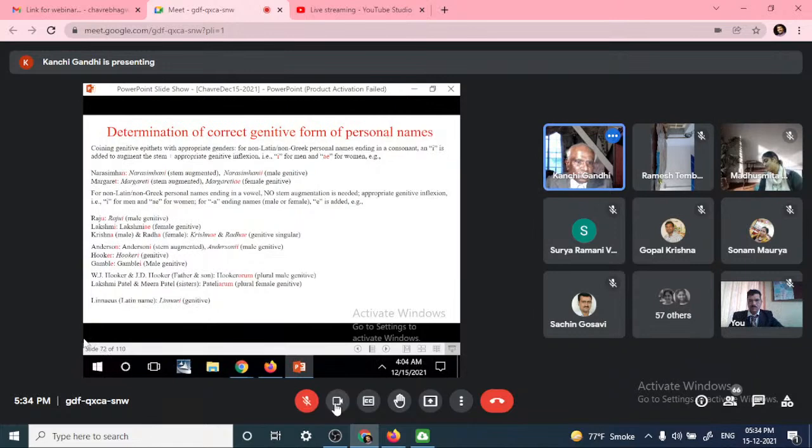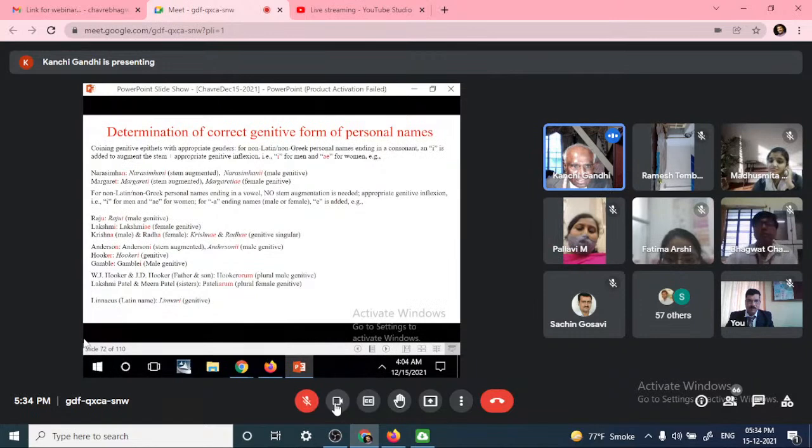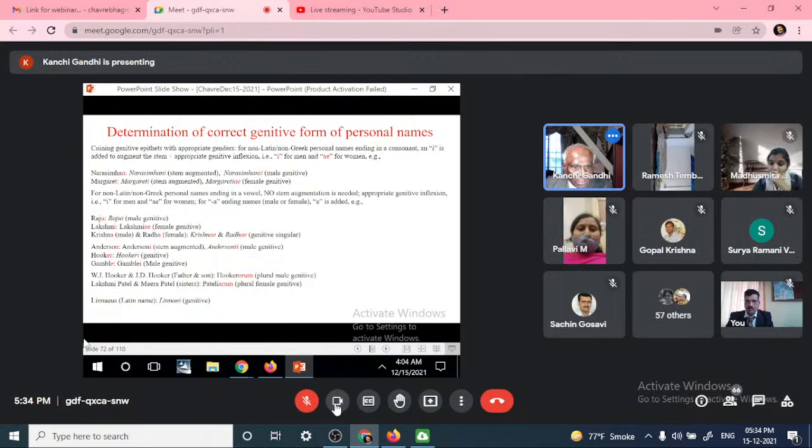So here is an English name, Anderson. N, just like Narasimha. So you add I, Anderson, then second I, Andersoni. Hooker. In Latin language, ER ending name is treated as a vowel for genitive purpose. In nouns, ER ending names are treated as a vowel. So if ER ending name is treated as a single vowel, no stem augmentation is needed. So you merely add I to make it masculine genitive. Likewise, Gamble, ending with E, you merely add I to make it male genitive.